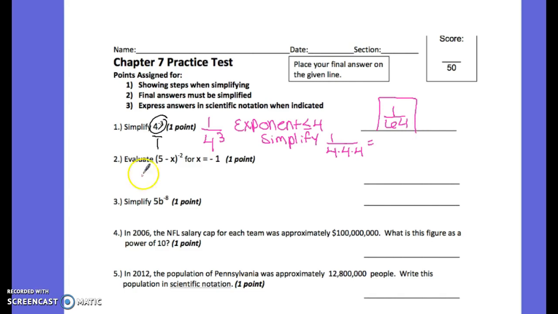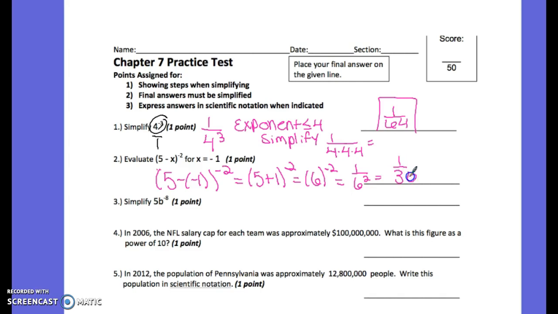Number 2, you need to substitute x equals negative 1. So you get 5 minus negative 1. Always put it in parentheses when you substitute, to the negative second. Minus the negative becomes 5 plus 1 to the negative second, which is 6 to the negative second. Again, you can't have a negative exponent. So you get 1 over 6 squared, which is 1 over 36 for your final answer.